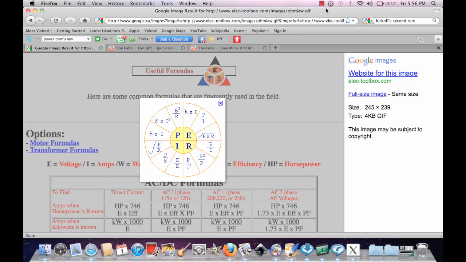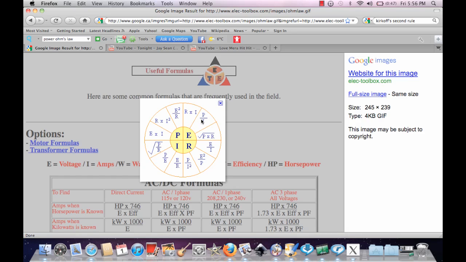Here's a quick way to simplify the power, voltage, resistance, and current formula. For power, consider it as R times I squared. Or better yet, we'll start with voltage. Voltage is equal to V equals IR.